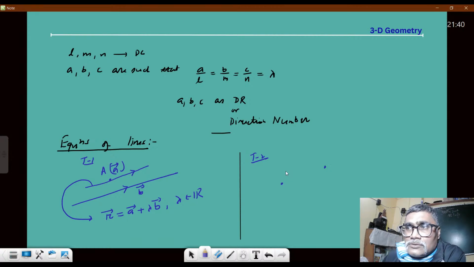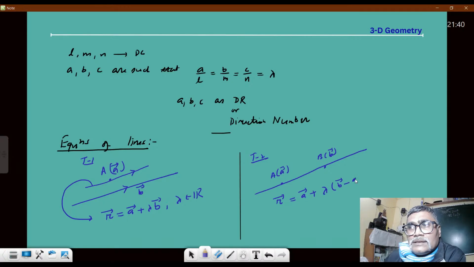And then the other one is very clear. For the other one, I should get 2 points only. I do not need any extra vector. So through 2 points, you can draw exactly one line. So here the equation will be r equals A plus lambda times (B minus A).